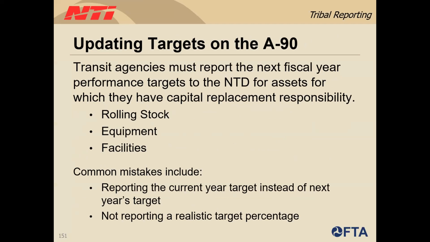When completing the A90 form, agencies must report performance targets for all assets for which they have capital responsibility. Common reporting mistakes on the A90 form can include reporting this year's target in the field for next year's target, or not reporting a realistic target percentage.